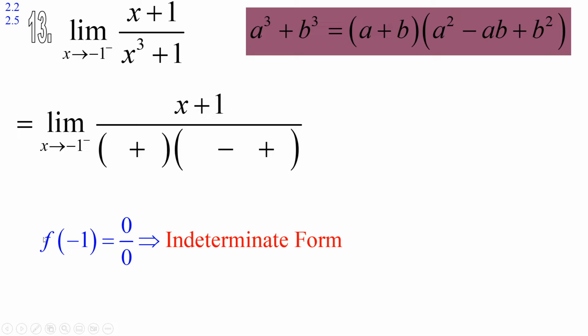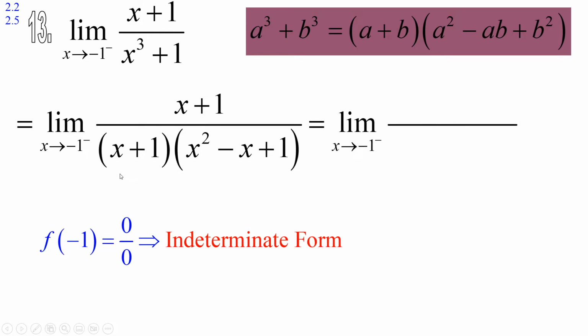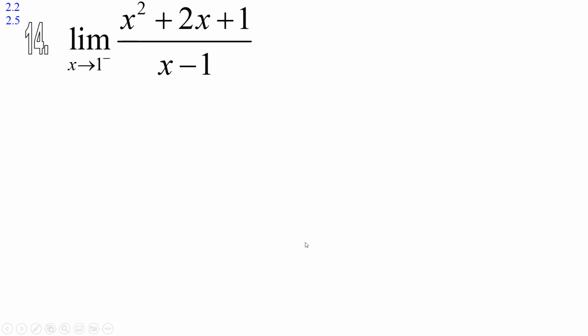So a plus b becomes x plus 1, and then a squared, x squared, minus 1x, and then b squared, 1. And now my factors of x plus 1 cancel. And I am hoping I can now do direct substitution so I don't even have to think about the one-sided limit. Do you see, negative 1 squared would be a 1 minus a negative 1, that's a 2, plus 1 more, that's a 3. This looks like it's just going to be 1/3.